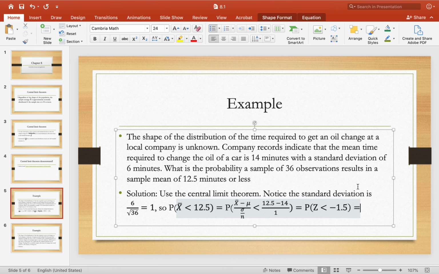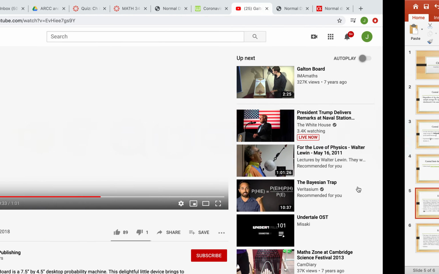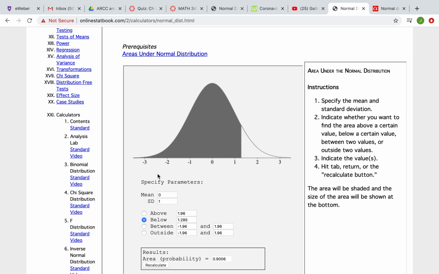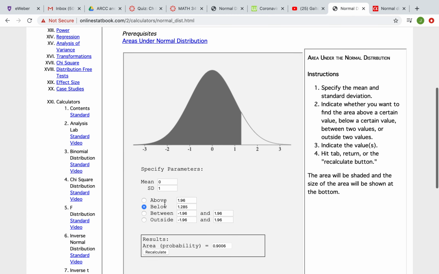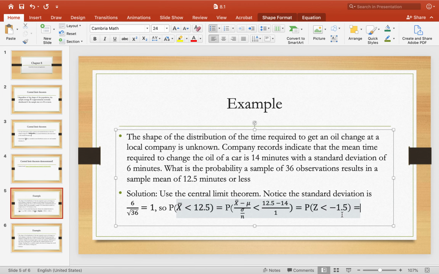And now if I want to calculate this probability, I need to use a calculator. So I like this calculator, and I provided a link to it for all of you. I want to use the normal distribution calculator, mean 0, standard deviation 1. I'm going to calculate below minus 1.5, and it's 0.068. So that's the value that I needed.